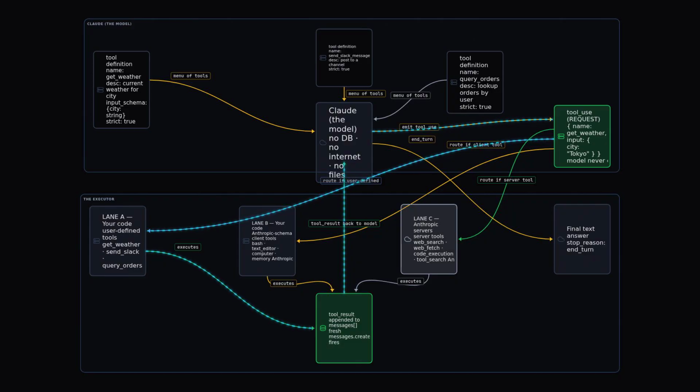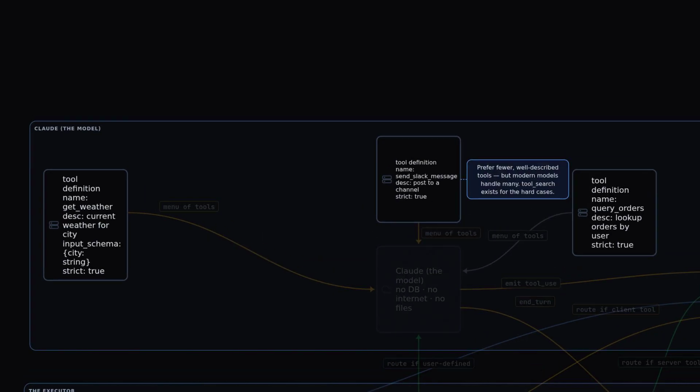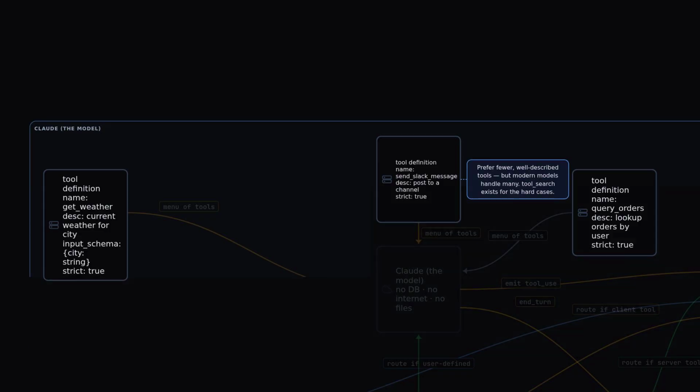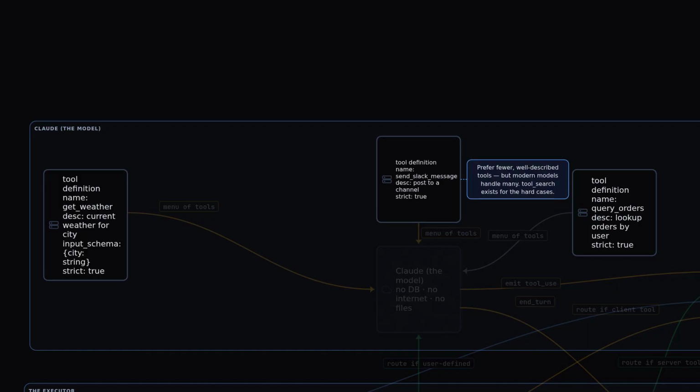One round trip is one tool call. Loop it for multi-step agents. The old rule was keep to 4 or 5 tools. That's overcautious for Sonnet 4.6 and Opus 4.7. The real rule: each tool needs a description so unambiguous the model couldn't pick the wrong one. Description quality beats tool count.